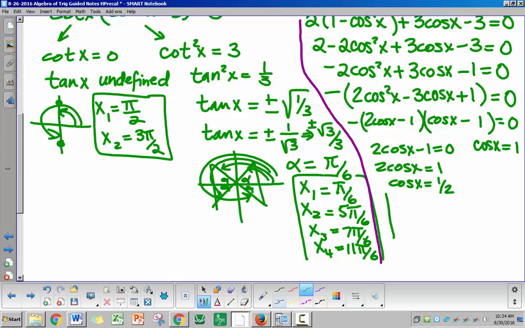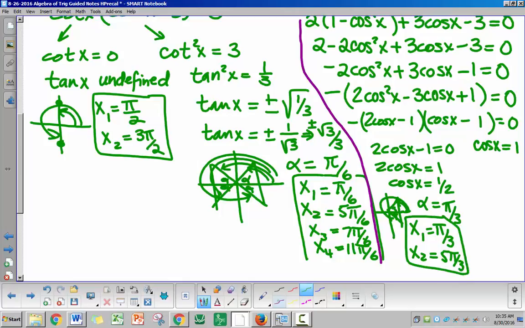What quadrants is the cosine positive? 1 and 4. So what's alpha here? Pi over 3, good. So x1 is going to be pi over 3. x2 is going to be the pi over 3 angle in quadrant 4, 5 pi over 3. Good.